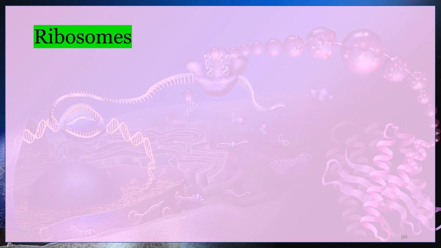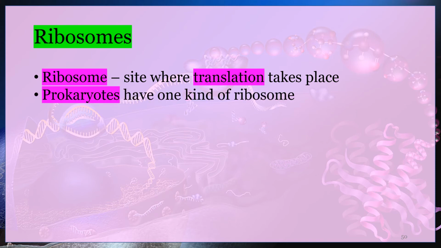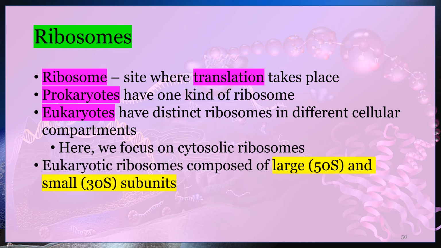Next, we have ribosomes. A ribosome is the site where translation takes place. Prokaryotes only have one kind of ribosome. Eukaryotes have distinct ribosomes in different cellular compartments. Here we focus on the cytosolic ribosomes. Eukaryotic ribosomes are composed of large 50S and small 30S subunits.